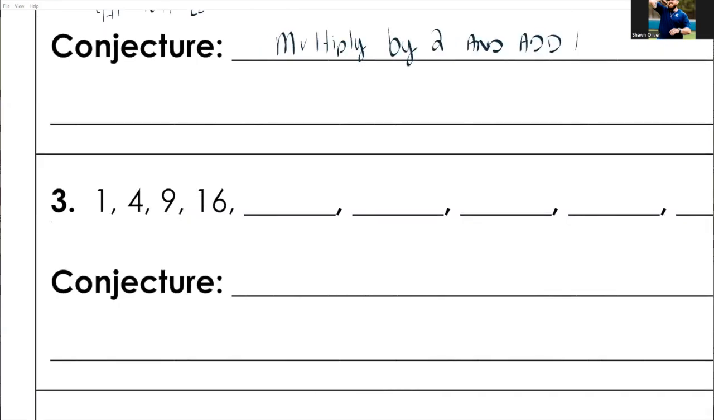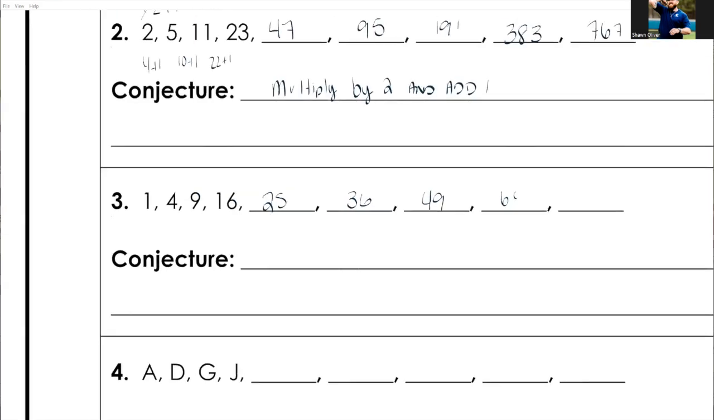1, 4, 9, 16, blank, blank, blank. It is the Uno cards at the top of the board. 1, 4, 9, 16, 25, 36. These are increasing by our perfect squares. So 25, 36, 49, 64, and 81.